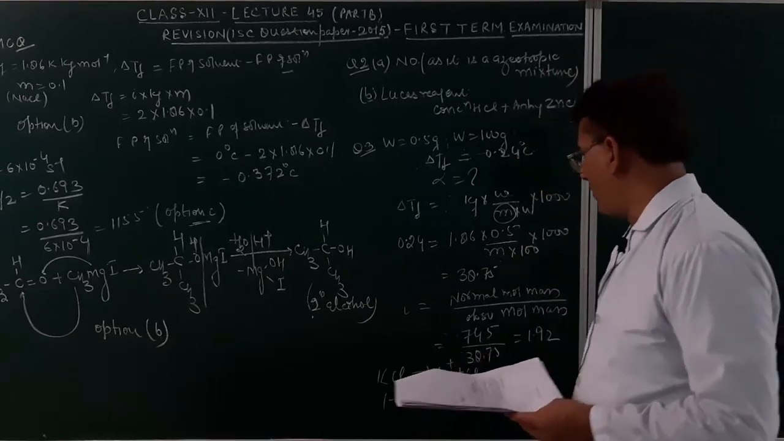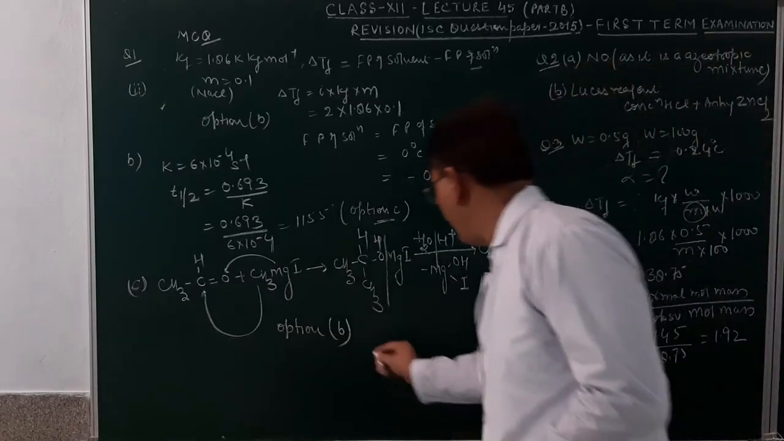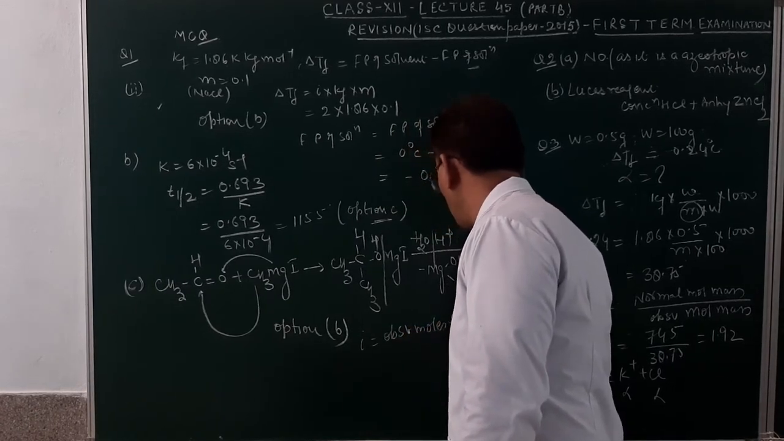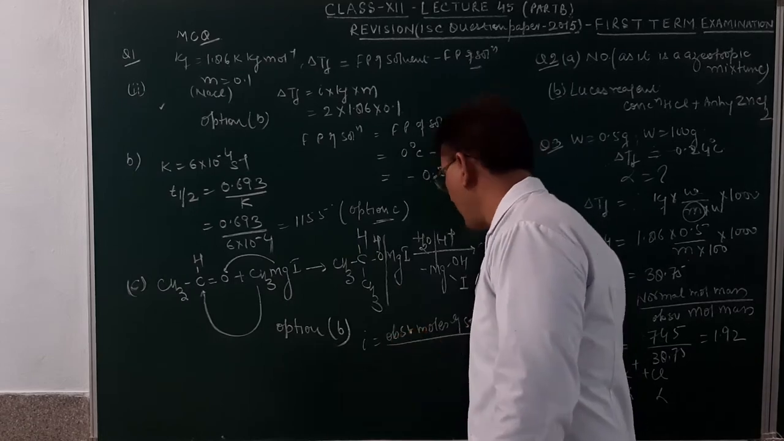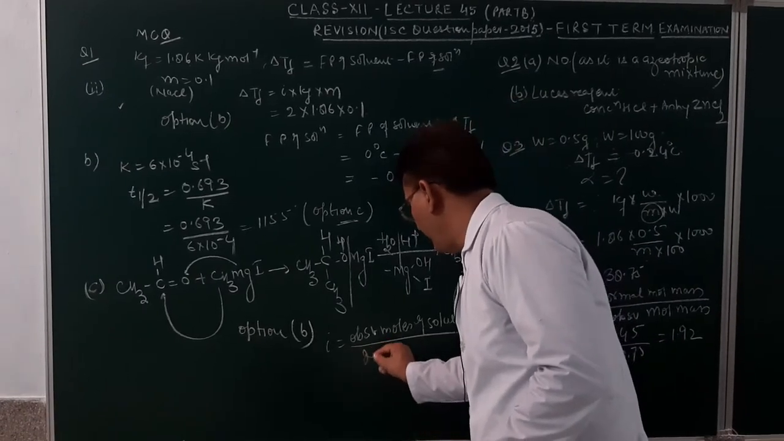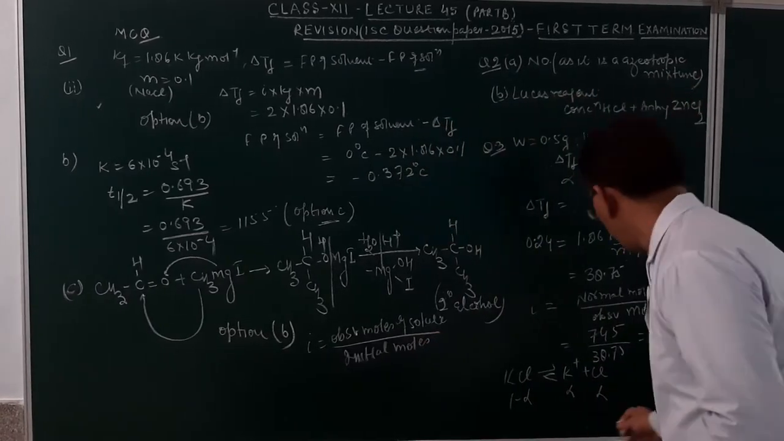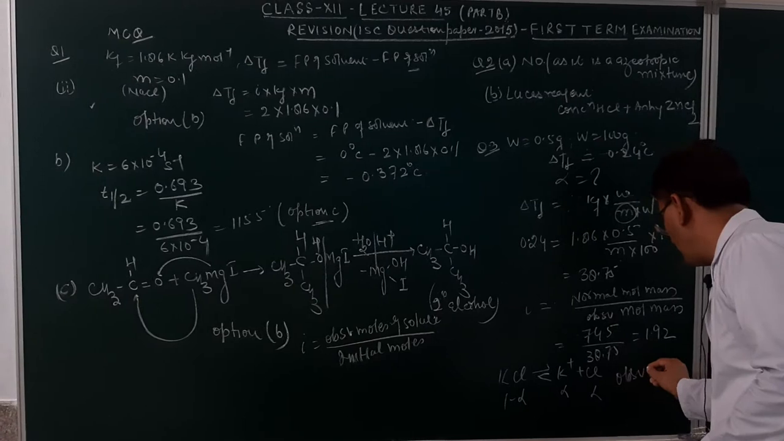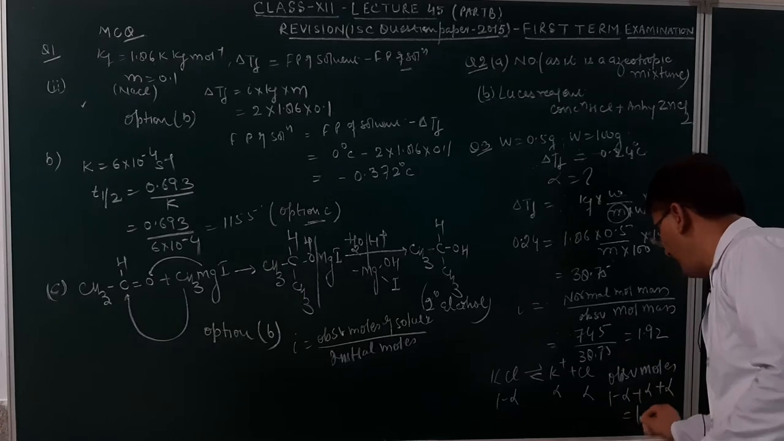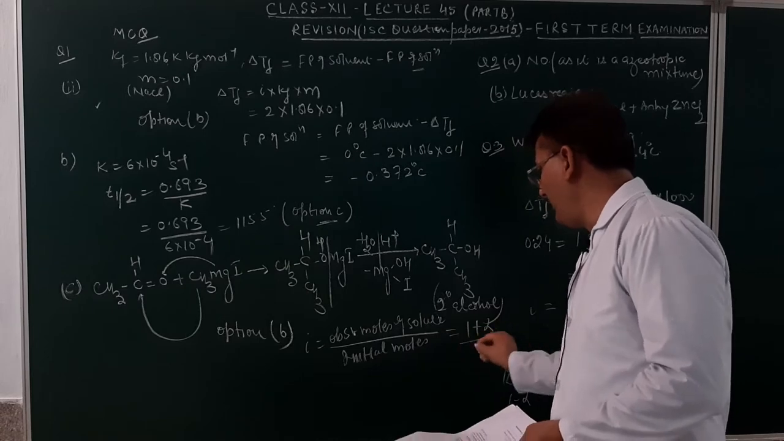So i will be equal to observed moles of solute upon normal moles of solute, upon initial moles. Observed moles will be how much? This will be equal to 1 minus alpha plus alpha plus alpha. So this will be equal to 1 plus alpha. So it will be equal to 1 plus alpha upon 1.